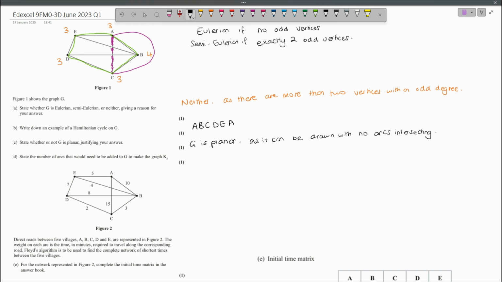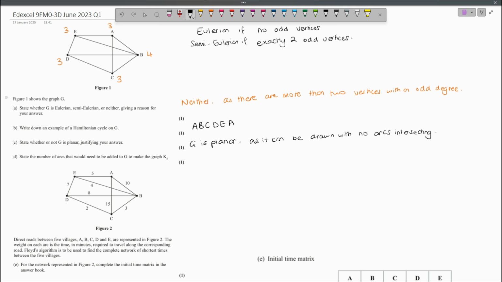Okay, next up, we're asked to state a number of arcs that would need to be added to G to make a graph K5. So it's actually really important. There's two different methods. You can either consider the number of edges that K5 has and the number of edges our graph has and find the difference. Or you can try adding edges to our graph as it is. So I'm going to delete my scribblings on the graph and I'm going to add edges until I can't add any more. So B is already really well connected. So it's only these other vertices I need to consider.